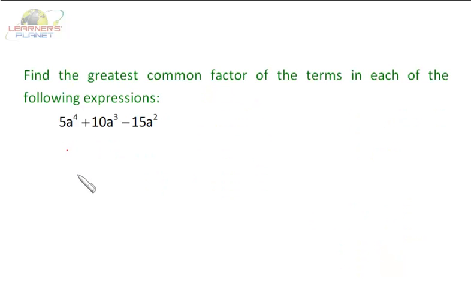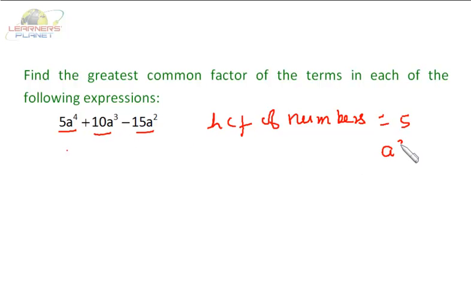Now in these questions we have to find the greatest common factor of the terms. So let's begin with this. Suppose these are 3 terms and we have to find out the HCF. Now what will be the HCF of 5, 10 and 15? It will be 5. HCF of numbers will be 5. Now what will be the HCF of algebraic terms, or we can say variables? That is A square. So final HCF will be 5A square.